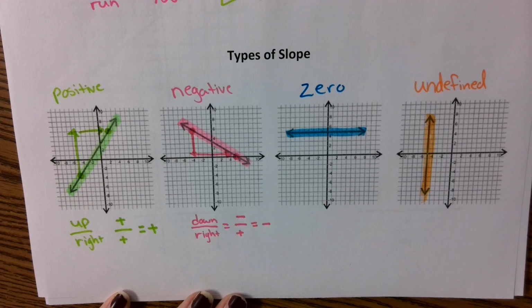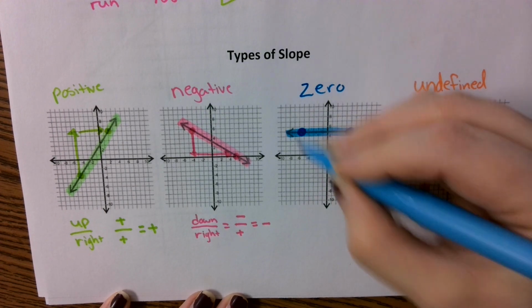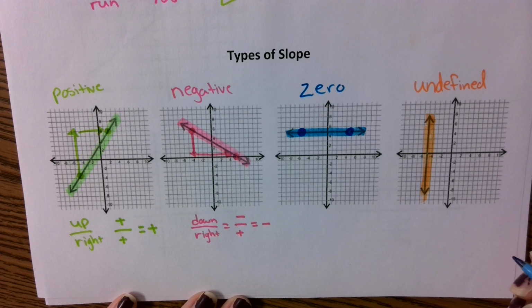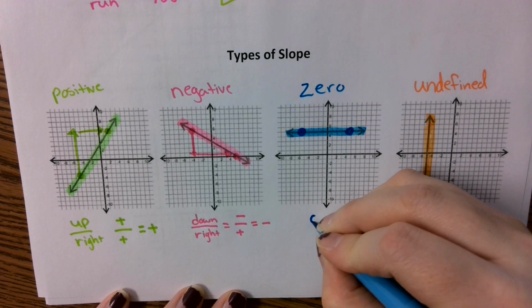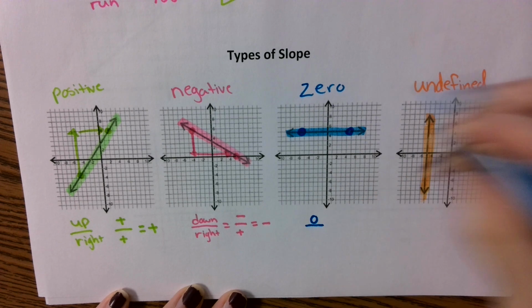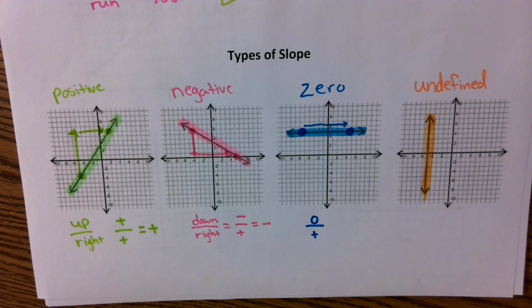Now for 0 slope, again, if I pick this point to this point, I do not have any incline. So I'm not moving up and I'm not moving down. That means that I'm moving 0. But then I'm going to go to the right, which is a positive. So 0 over any number.